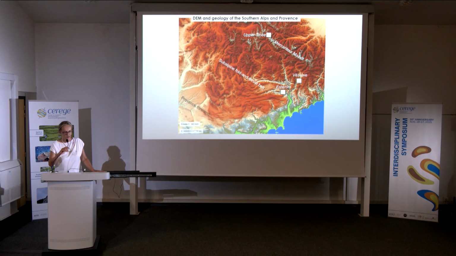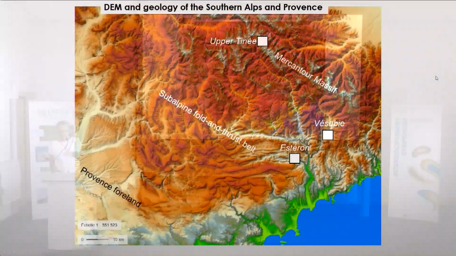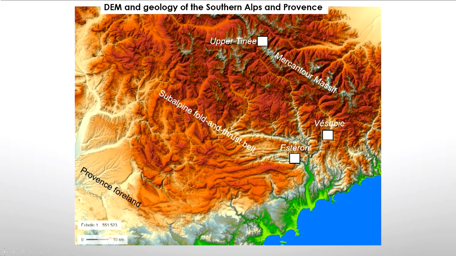So yes, I'm going to show you mostly examples of a very regional study, which takes place not so far from here. So Aix-en-Provence is close to the lower left corner of this map. So this is a topographic map of the southern French Alps and Provence, where you can see the high altitude, around 3,000 meters area of the Mercantour Massif, which is surrounded by the subalpine fold and thrust belt here, and the Provence foreland, which is here. And of course, this region here is facing the Mediterranean Sea.